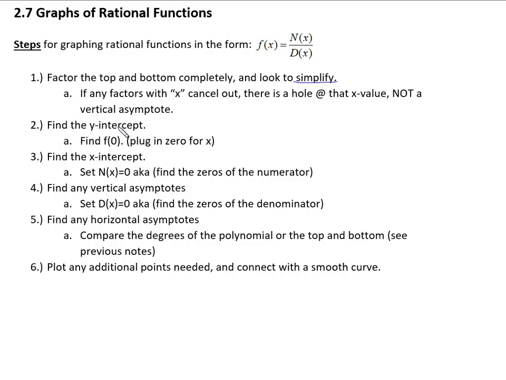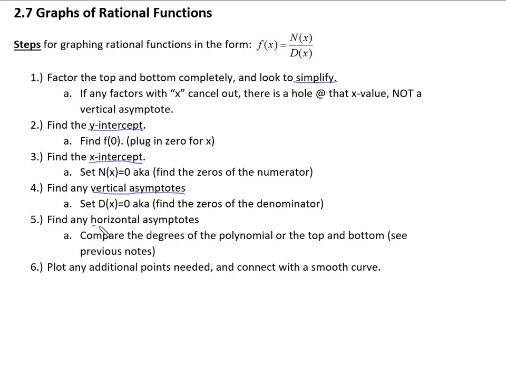Next, we're asked to find the y-intercept. When we plug in 0 for x, that's how you find the y-intercept. Next, we're going to find any x-intercepts. This is where we set the numerator equal to 0 and find any zeros. 4, find any vertical asymptotes. That's when our denominator equals 0. Division by 0. When the bottom is 0, that's what gives me a vertical asymptote.